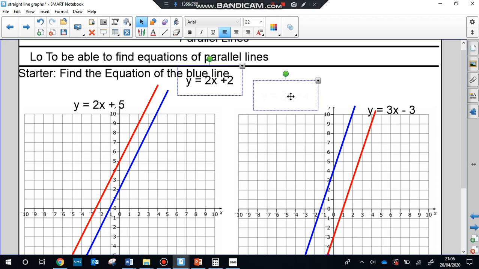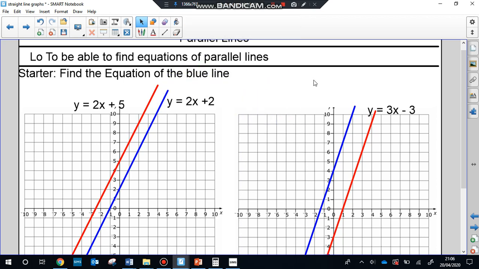No, not going to work. Okay, I'll type it in. So it's y equals 3x plus 4. Okay, that is the equation of the blue line for this one. So again, a gradient of 3, and it's going through 4.